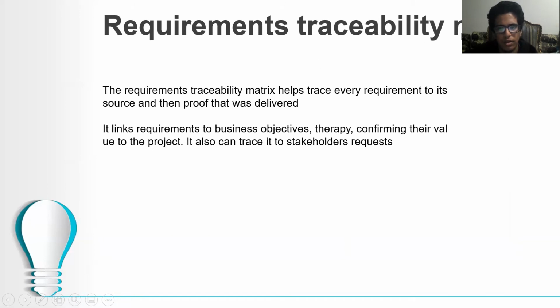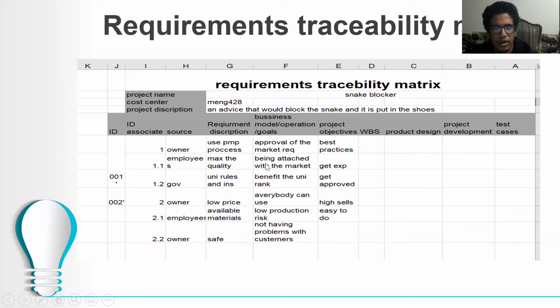Requirements traceability matrix. The requirements traceability matrix helps trace every requirement to its source and then prove that it was delivered. It links requirements to business objectives, confirming their value to the project. It also can trace it to stakeholders' requests. We have here an example for our project, the constraints of our project.